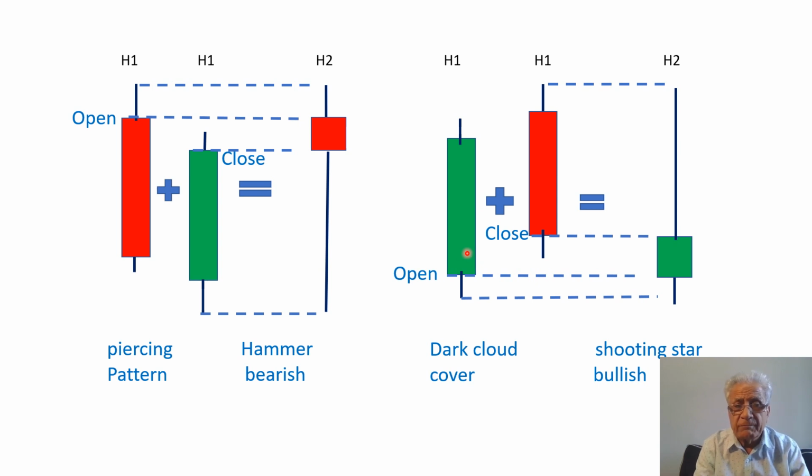Dark cloud cover: the first candle is bullish, the second candle is bearish. Then we take the open of the first candle, close of the second candle, and high and a low of the pattern. The outcome is going to be a bullish shooting star with 2 hours time frame.